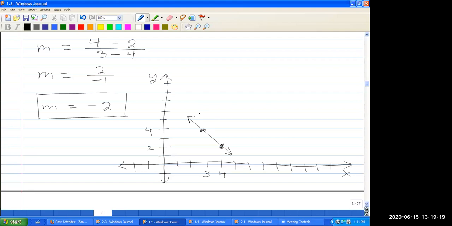So I have here the point (3, 4) and the point (4, 2). So you notice, if I go over 1, oops, if I have a run of 1, I have a rise of negative 2. So yes, that looks correct. So yes, that seems to be a correct slope. Okay.